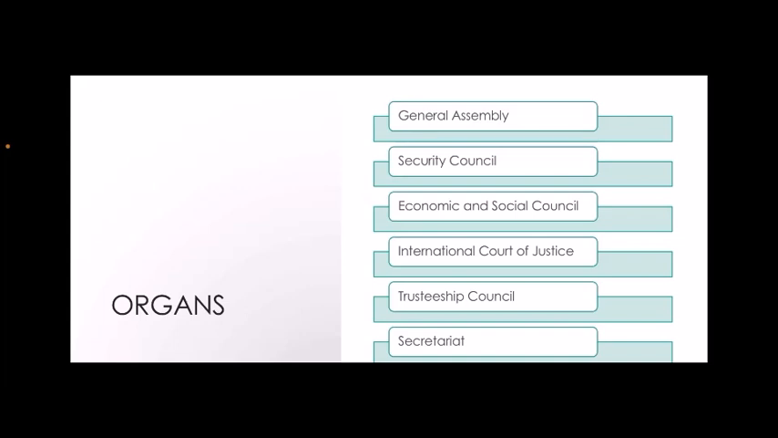The next organ is Economic and Social Council. Now, this organ has 54 members, and its main objective is to coordinate the economic and social policies of the United Nations. The member nations or the members of this organ are selected by the General Assembly. Each member has a tenure or holds office of 3 years, and each year 1/3 of the members are newly chosen. Decisions are taken by majority vote in this organ.